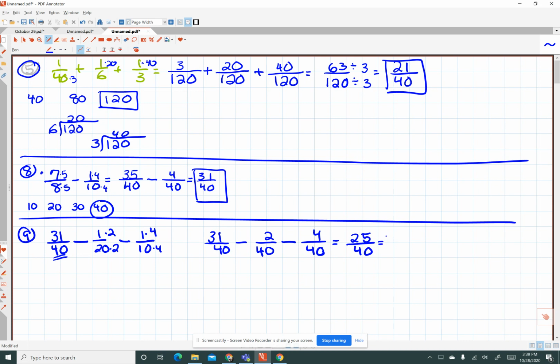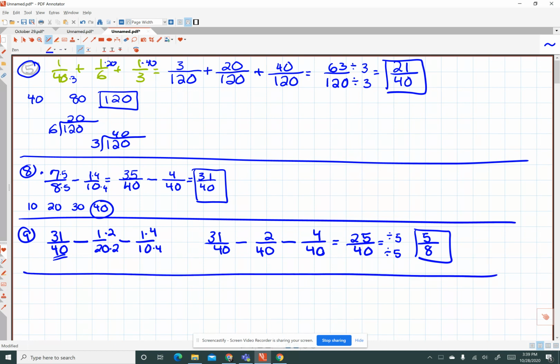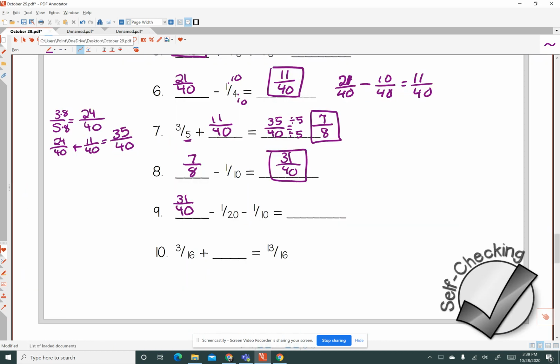And 25 and 40 are both divisible by 5, which would give us 5. 25 divided by 5 is 5. 40 divided by 5 is 8. That's the final answer there. Let's put that on our paper, 5/8. And that would also go here.